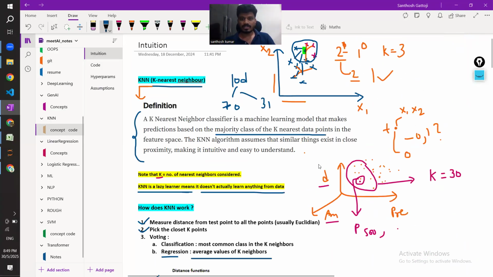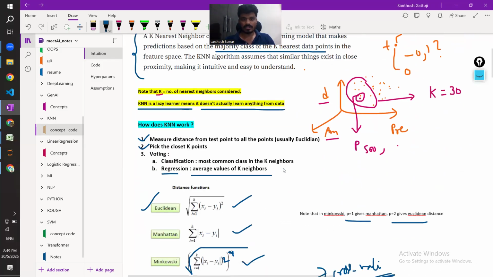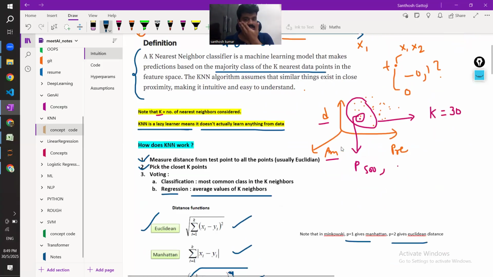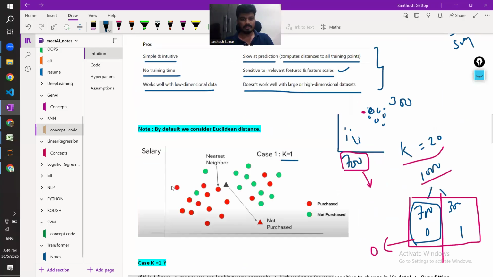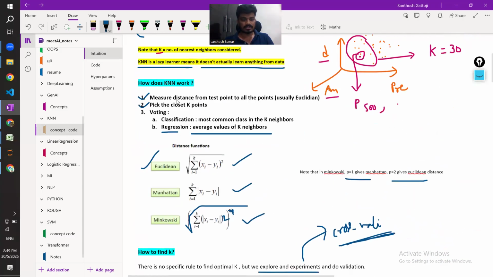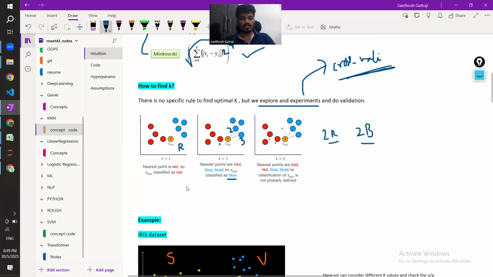If you see, we started with the basics and understood the distance part. The basic idea is that there is no training. It will just plot the points, find the distances and pick the closest points. There are different distance measures you can try. Usually there is no direct way to find K; we just explore.